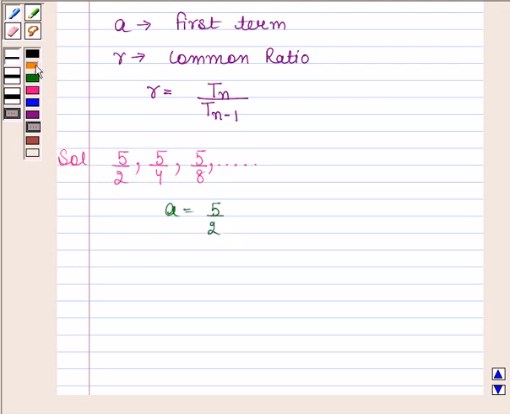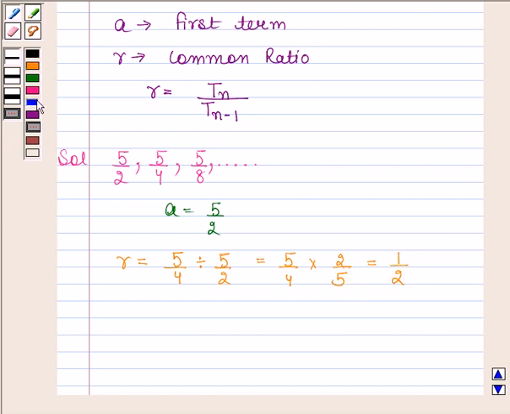Let's now find R. We know that R is obtained by dividing any term by its preceding term. So R is equal to 5 by 4 divided by 5 by 2, and this is equal to 5 by 4 into 2 by 5, and this is equal to 1 by 2.